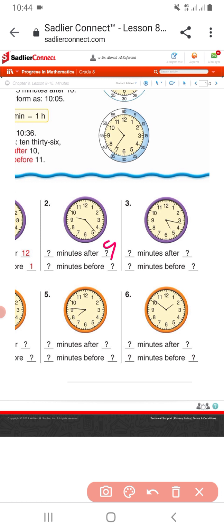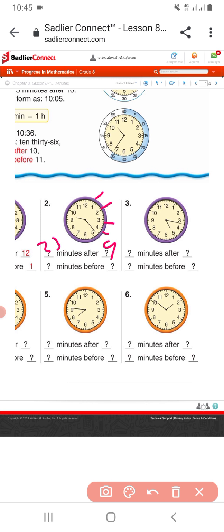After 9, we have 5. I'm counting each one on the clock represents 5 minutes. So we will say 5, 10, 15, 20. Now count how many minutes we have after 20. We have 1, 2, 3. So it's 23 minutes after 9. 23 minutes after 9.